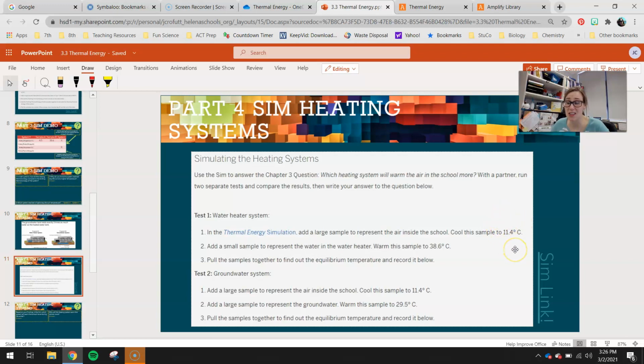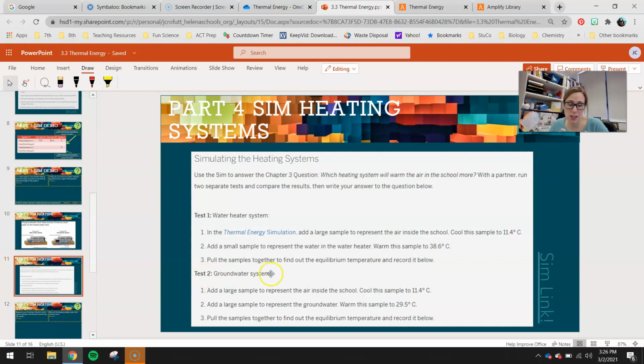So we're going to assume the air inside the school has kind of normalized to what the temperature outside is. And add a small sample to represent the water in the water heater. Warm this sample to 38.6 degrees Celsius. Okay, so very similar to what you guys just did. You guys are going to see how much this little warm sample can warm up this larger school, if you will. Pull the samples together and find out the equilibrium temperature and record it below.